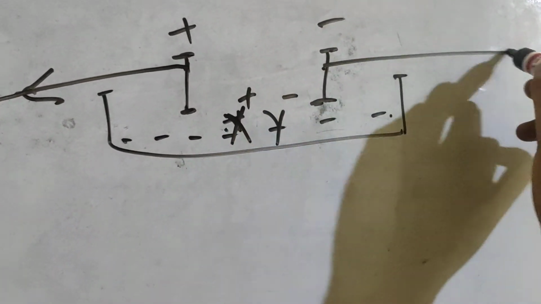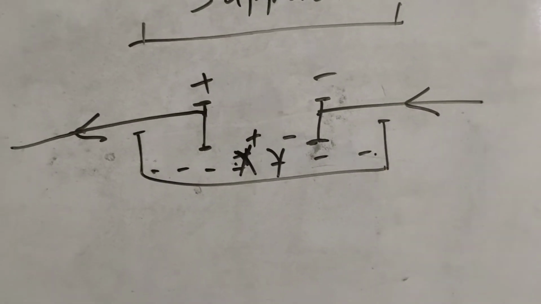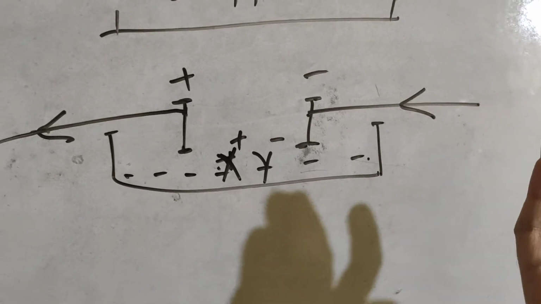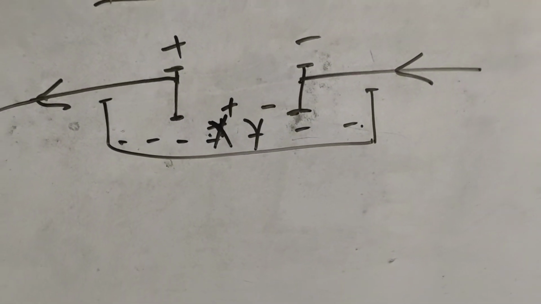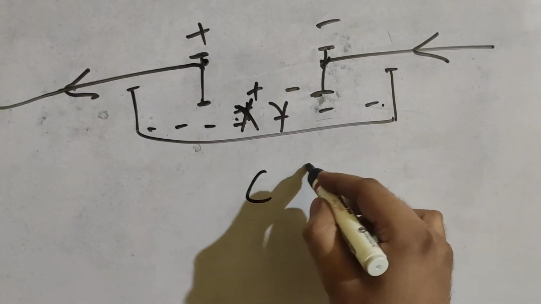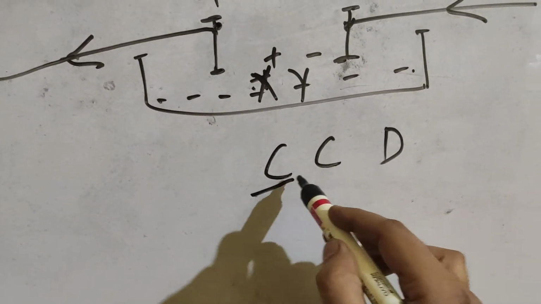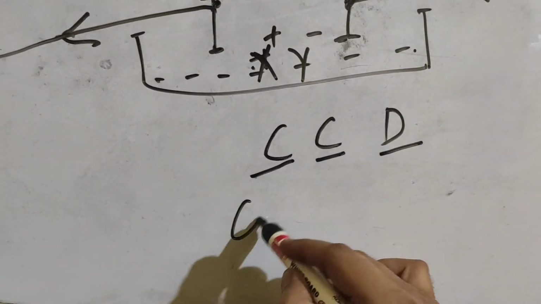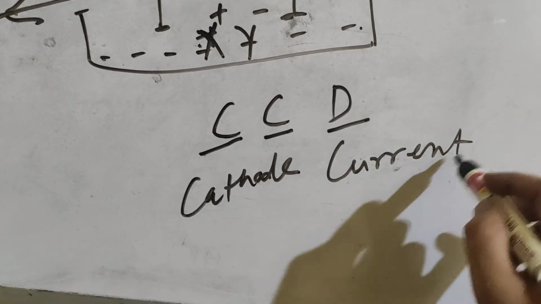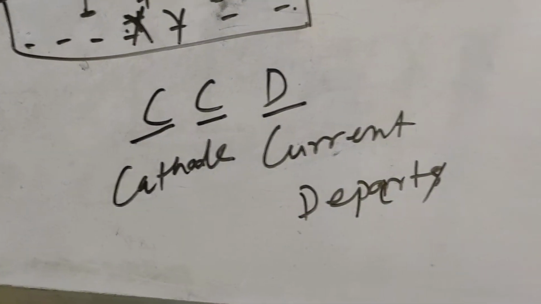If it is the negative electrode, it is going to absorb the electrical current, conventional current, from the external circuit or the consumer circuit. Now there is a very simple mnemonic here that is called CCD, not Cafe Coffee Day. It is cathode current departs. CCD: cathode current departs.